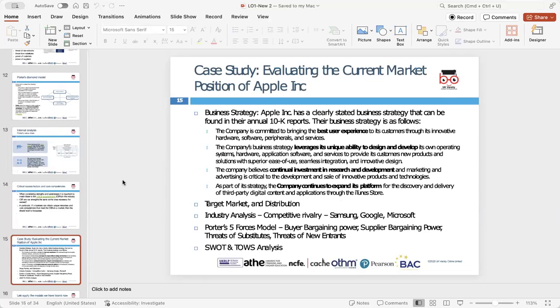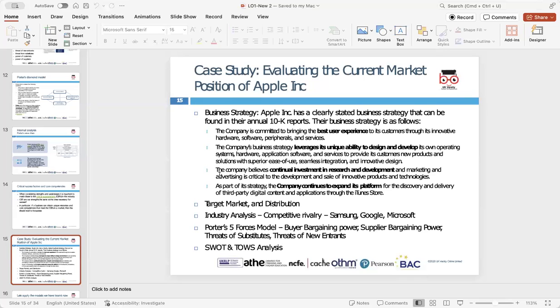Here is a case study. Apple has a clearly defined business strategy outlined in its annual 10-K reports. This strategy includes a commitment to providing a superior user experience through innovation, hardware, software, and services, leveraging its ability to design and develop its own operating systems and hardware to offer seamless integration and ease of use.